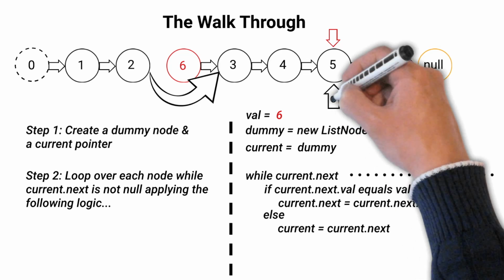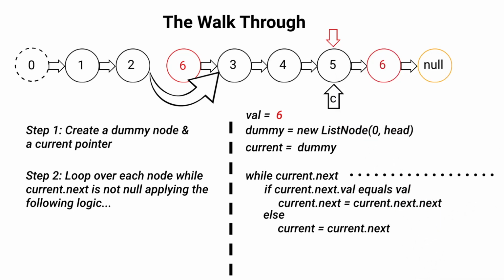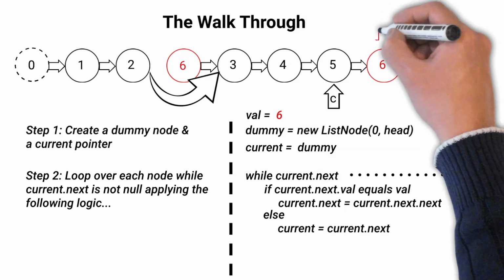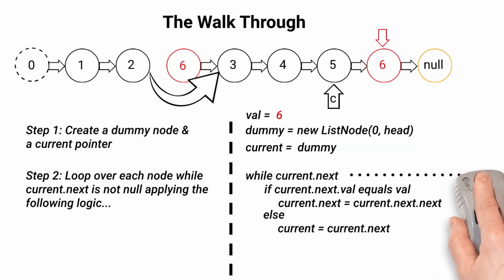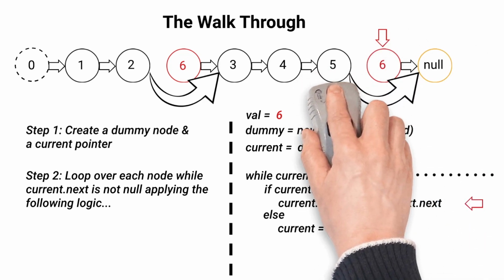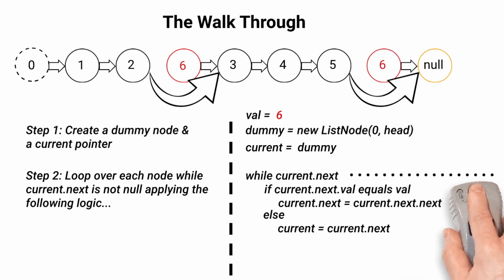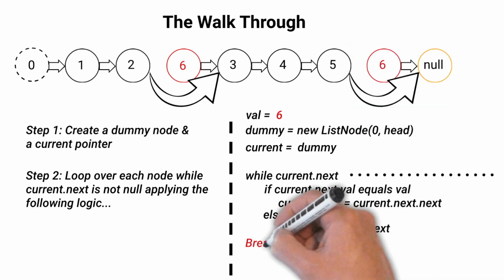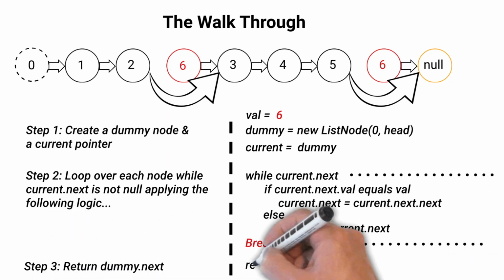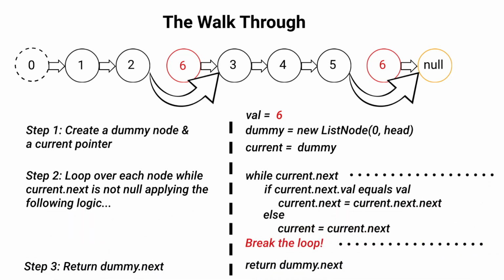And then finally we check if current.next.val equals val. Well, current.next.val is 6 and val is 6, so that's true. So we set current.next equal to current.next.next. And that's going to be null. So that's going to break us out of our while loop, because current.next is now null, which is not true. So we'll break the loop. In step 3, we'll return dummy.next.